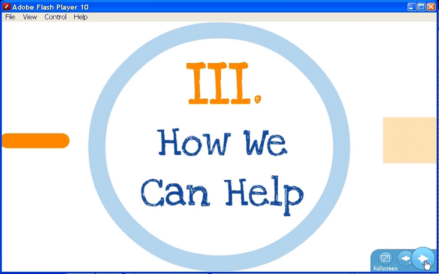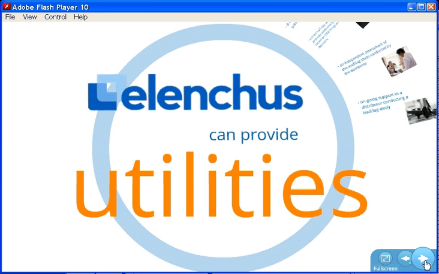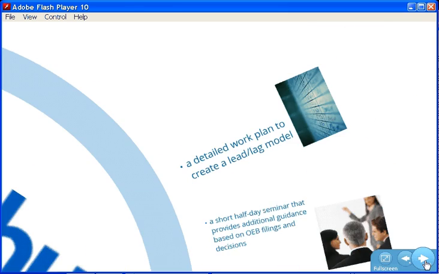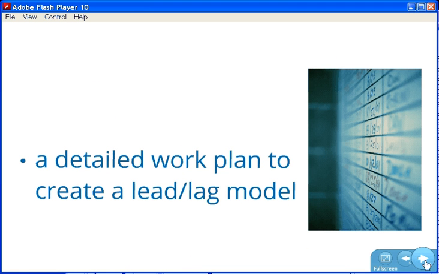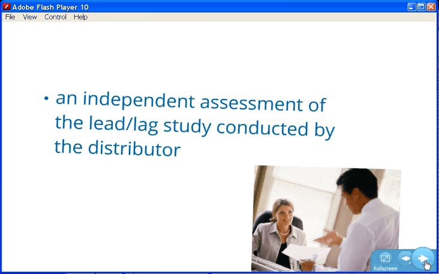And now, how can we help you do your lead lag study? There's different ways Elenchus can help you conduct the lead lag study. A first step would be for us to provide you with a detailed work plan of your own lead lag model. We can also be on-site or via web conference and conduct a half-day seminar with key staff, especially from accounting and regulatory, as to what is a lead lag study and take into account any specific issues of your own LDCs and give you directions on any OEB filings and decision.